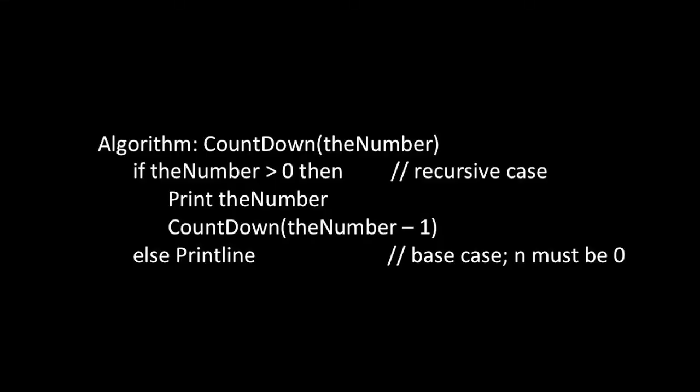Here's my pseudocode algorithm from video 14.1. The algorithm countdown takes an integer argument, the number. If the number is greater than 0, then I print the number and then call countdown of the number minus 1 to print the numbers from the number minus 1 down. That's the recursive case. Or if the number is not greater than 0, I've reached the last number and I print a new line. That's the base case.